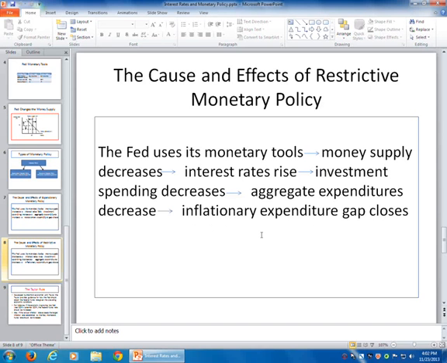Remember, when you have an inflationary gap, aggregate expenditures are going to be larger than real GDP at full employment. So the trick is to reduce expenditures to where they coincide with real GDP at full employment. And if the Fed is capable of doing that, then the inflationary expenditure gap closes.